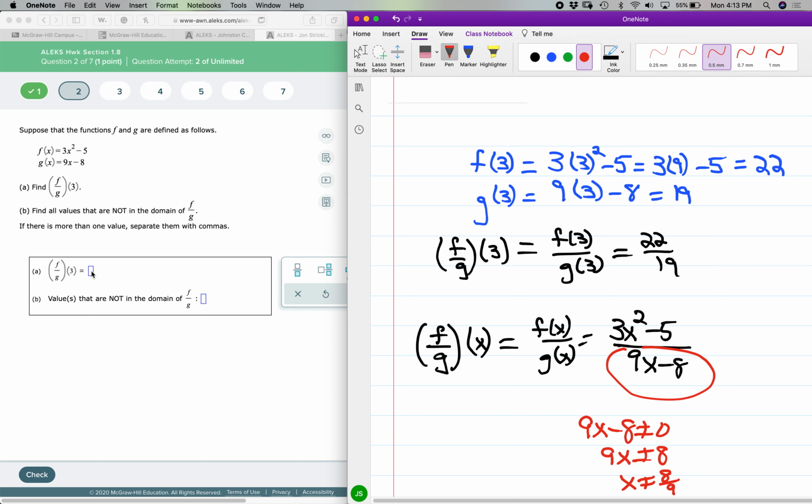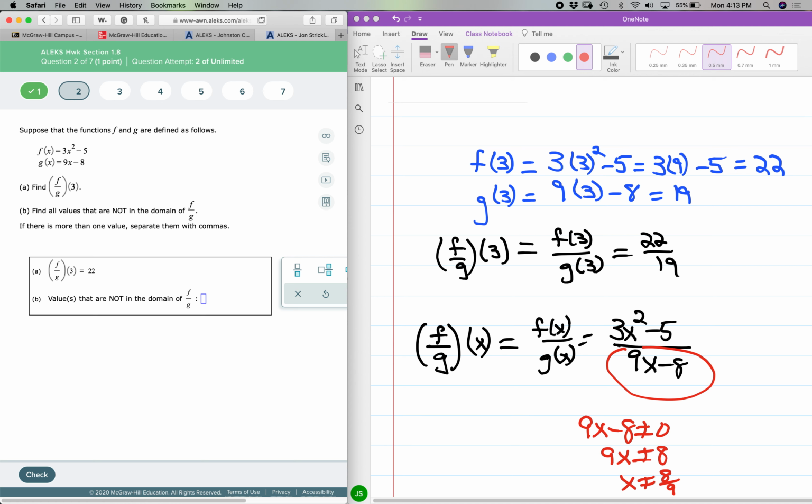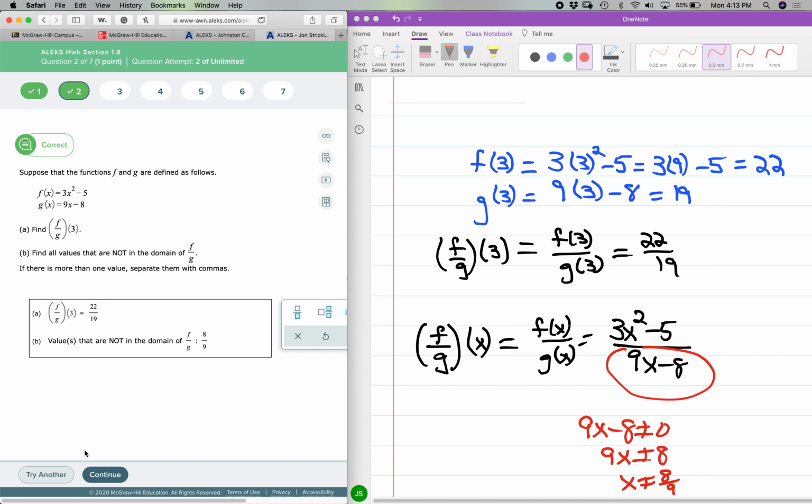So for f over g of 3, we have 22/19. And the value not in the domain of f over g is 8/9. And so, checking, the result is correct.